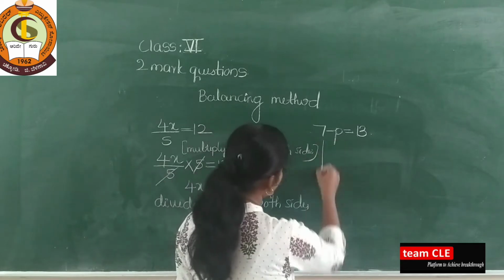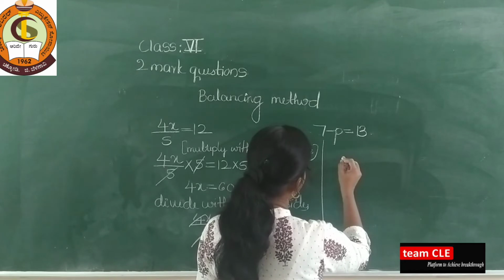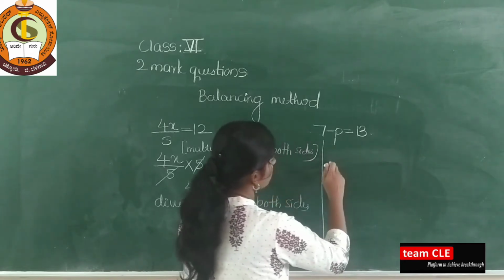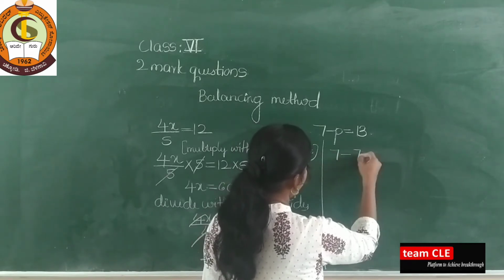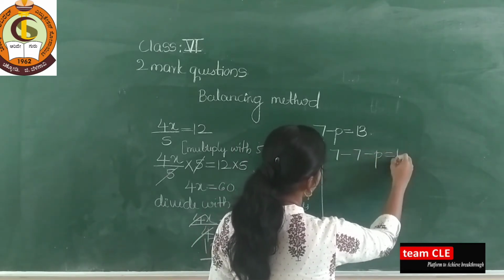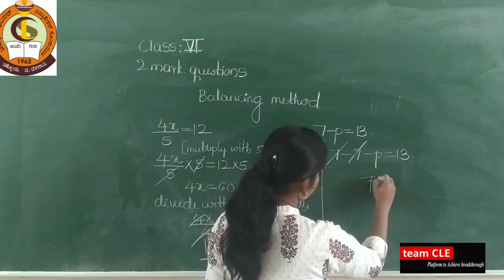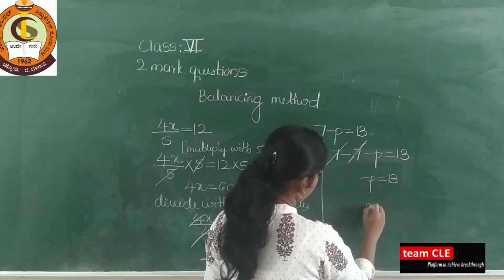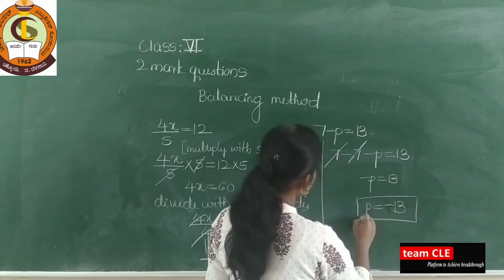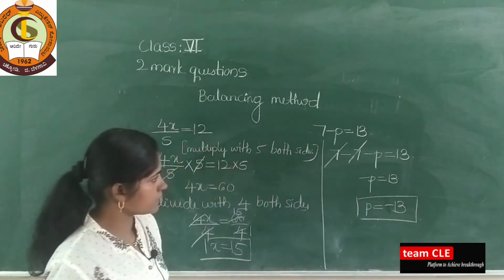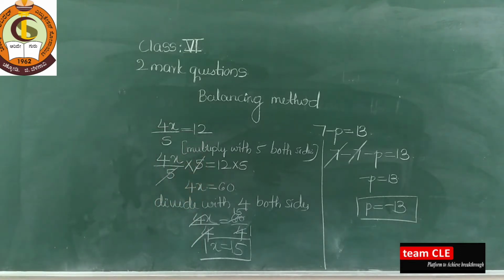So here what we have to do? Plus 7 is there means I have to write minus 7. Okay, so subtract 7 from both sides. So write 7 minus p is equal to 13. So this 7 cancels, minus p is equal to 13, or you can write p is equal to minus 13. Okay, so this is how we solve these examples. Okay, so let us move to the next examples.